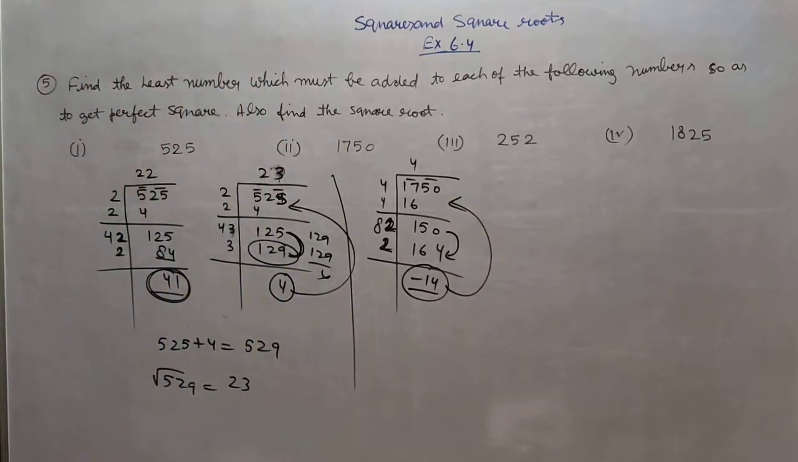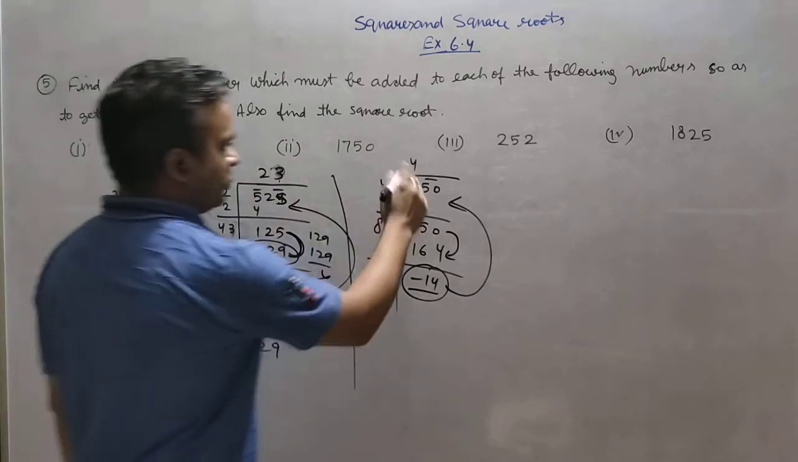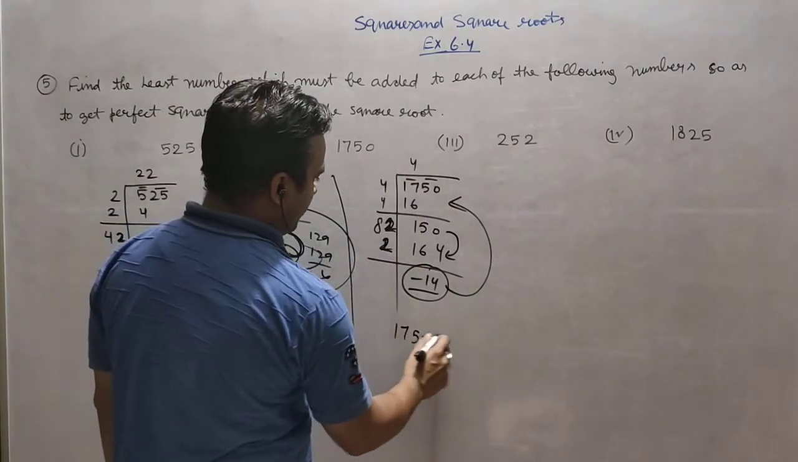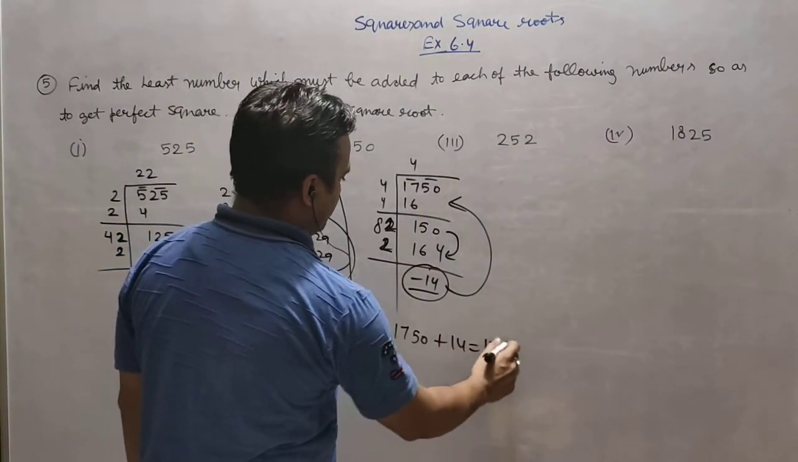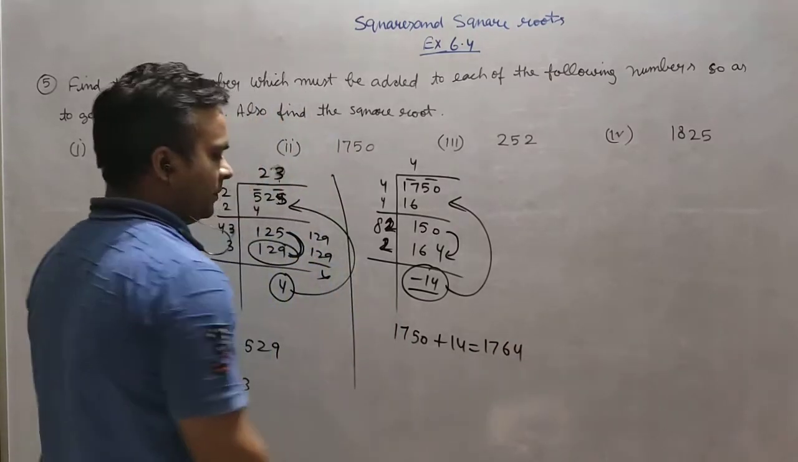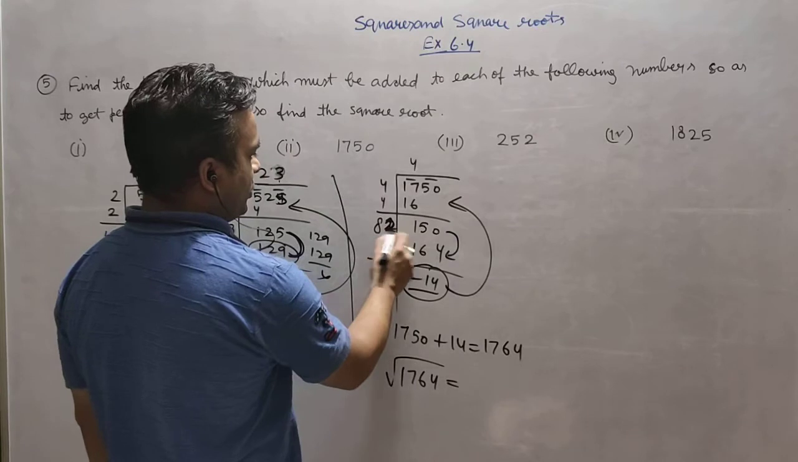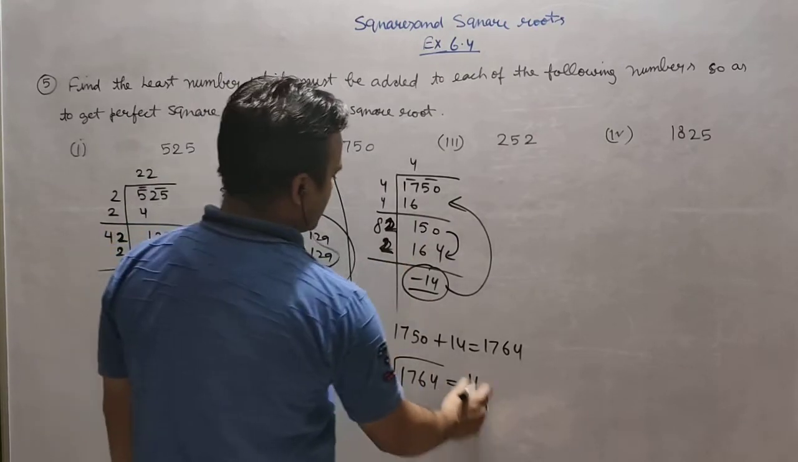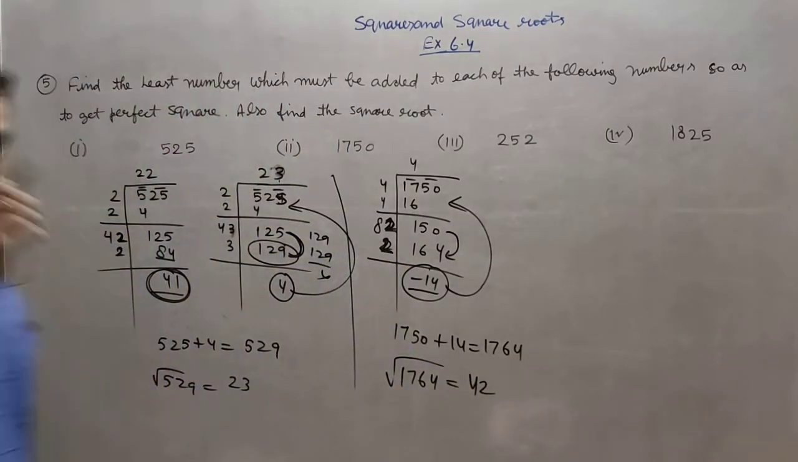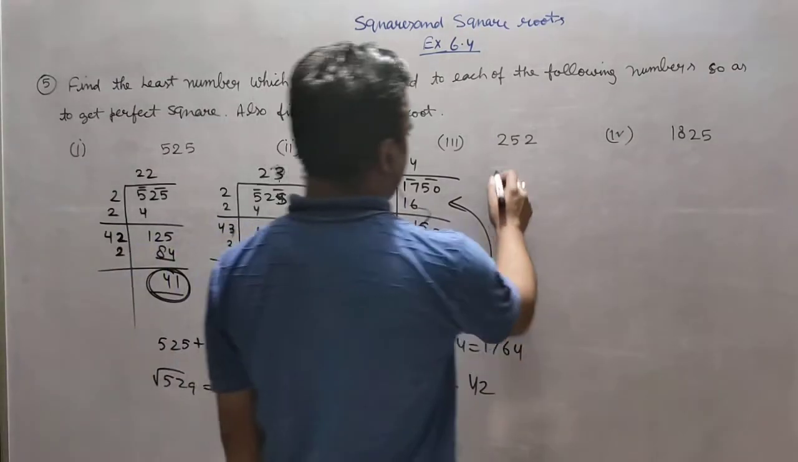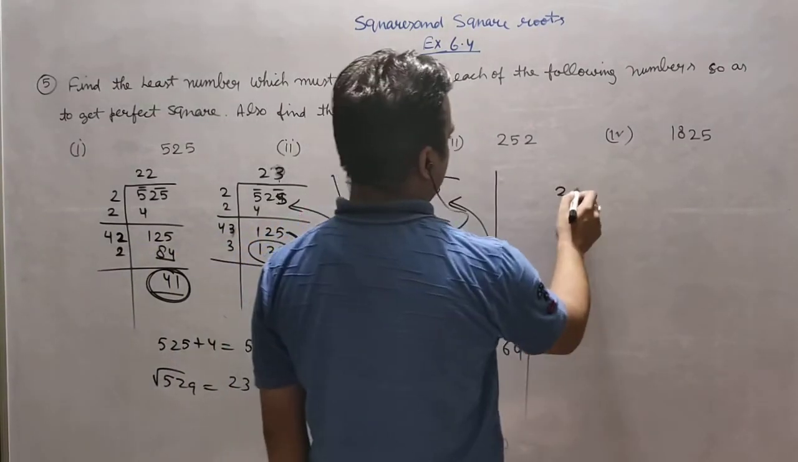I hope I have cleared you this one. So minus 14 is added. So 1750 plus 14 will be 1764, and the square root of 1764 will be, because we are taking 2 now, so it means it is 42. Clear?